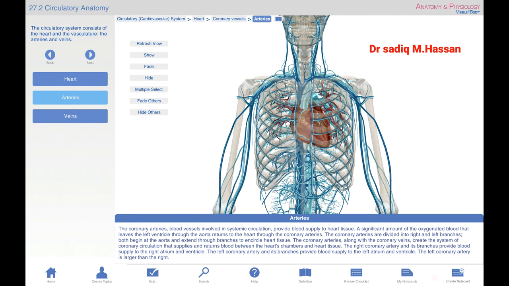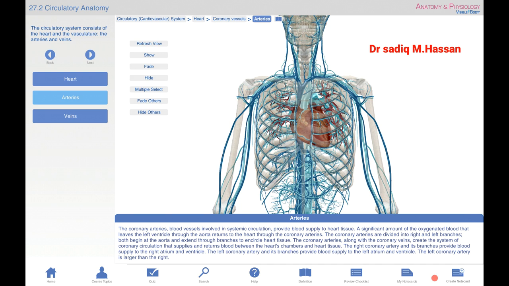A significant amount of the oxygenated blood that leaves the heart's left ventricle through the aorta returns to the heart through the coronary arteries. The coronary arteries are divided into right and left branches. Both begin at the aorta and extend through branches to encircle the heart. These blood vessels, which supply the heart, are very important. If there is an occlusion of one blood vessel, this is very dangerous. It causes a heart attack. I will discuss pathologies and internal medicine in separate videos.